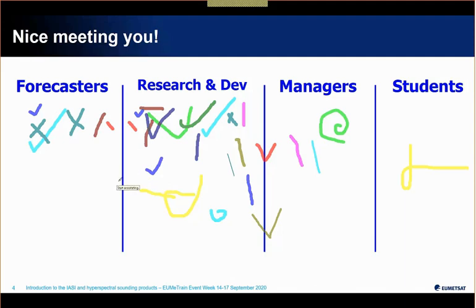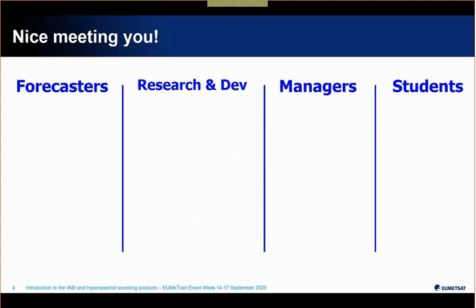So for the forecasters and the research developers, you will see a number of examples of such application studies, and feel free to ask any questions on the way or later. Okay, I'll stop the annotation for now. I think that gives me a good figure already, and we'll move on.